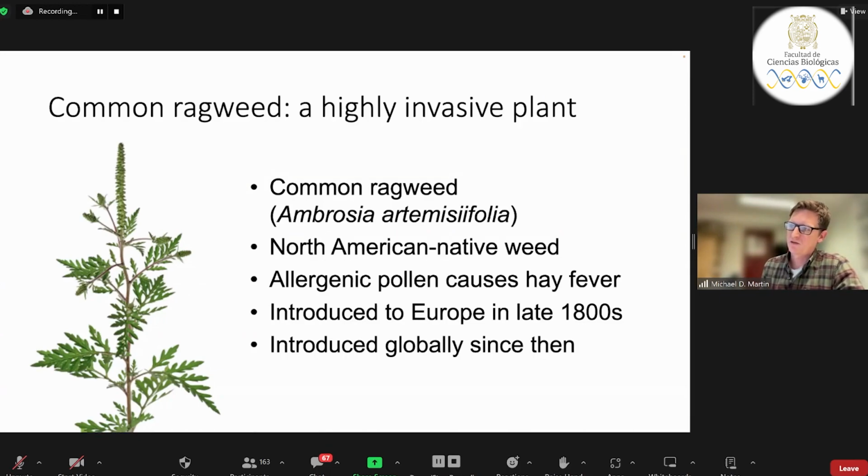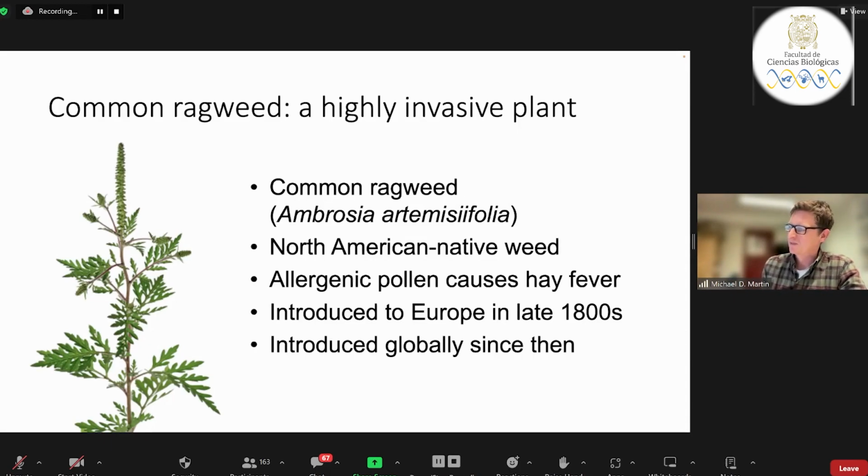Incidentally, the pollen from this plant is produced in very large amounts, and it drifts through the air and the wind and causes what's called hay fever. This is seasonal allergies in North America and in Europe. It's actually a big economic burden. People are treating the effects of pollen from this plant and other plants too with medications.